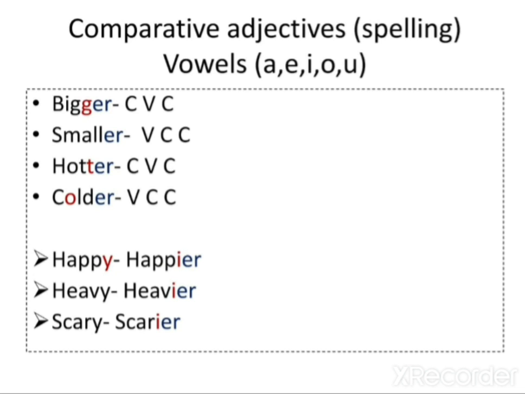Okay, so let's think about smaller. In this case, if you look at the word small, the last three sounds, okay, you get a vowel and then you get a consonant, which is the L, and you have another consonant, which is the L. So in this case, we don't need to add another letter, okay. Unlike bigger and hotter, because we have a vowel, a consonant and a consonant, we don't need to do anything.